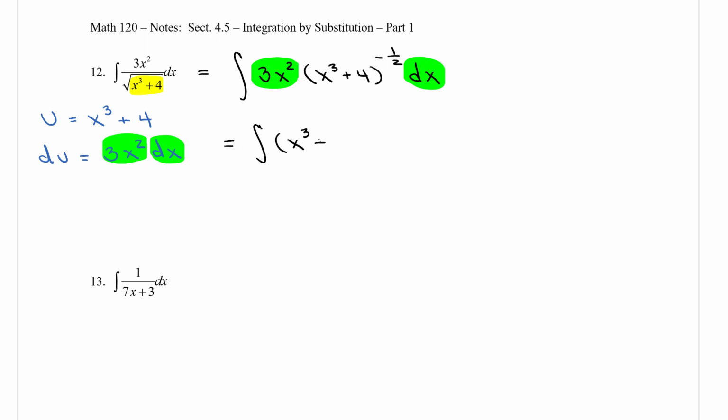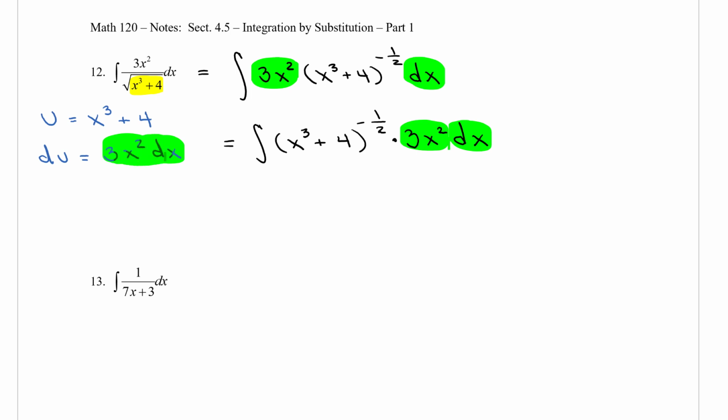So this is going to be equal to the integral of, open up a set of parentheses, x cubed plus 4, close the parentheses, raised to the -1/2 power times 3x squared dx. So I think this is more clear for you to see that I have the 3x squared and the dx right next to each other.